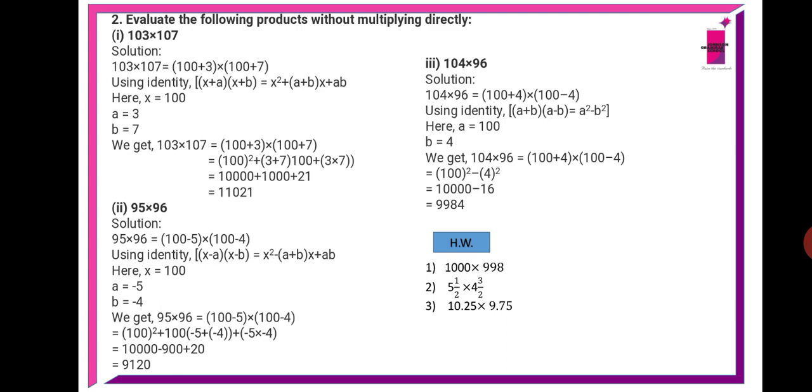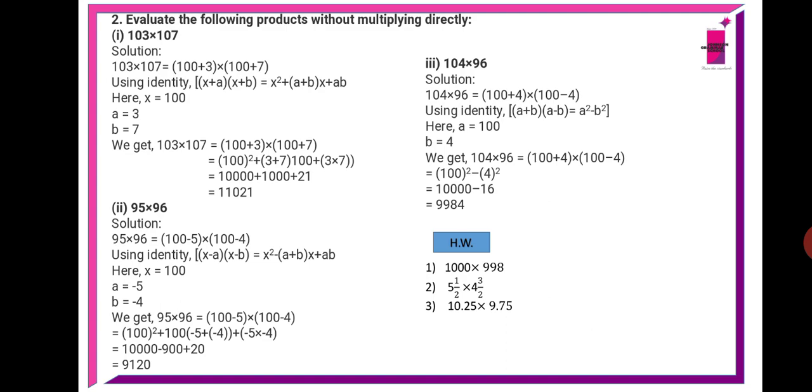Evaluate the following products without multiplying directly. So 103 into 107 without multiplying, how can we do it? You can take the identity as (x plus a) into (x plus b), same identity. You can take (100 plus 3) into (100 plus 7). Here x equal to 100, a equal to 3 and b equal to 7. Without doing any actual multiplication, you can get the value of 103 into 107 as 11,021.